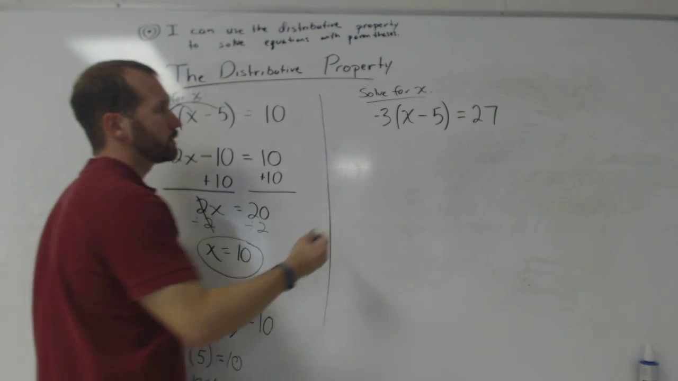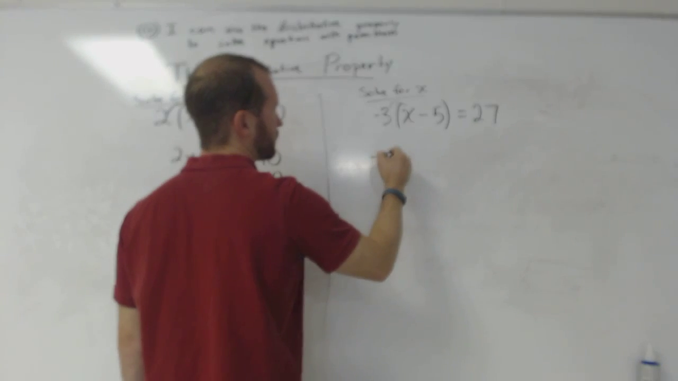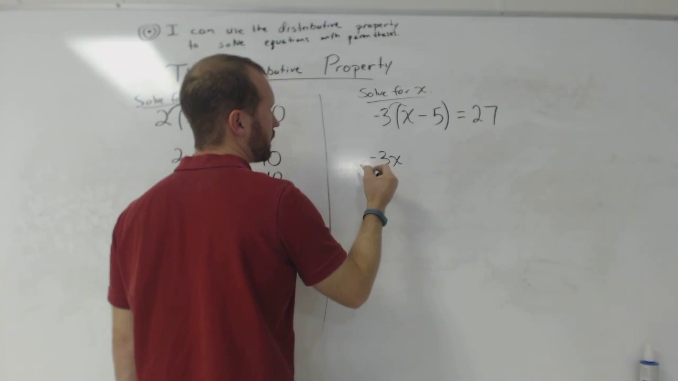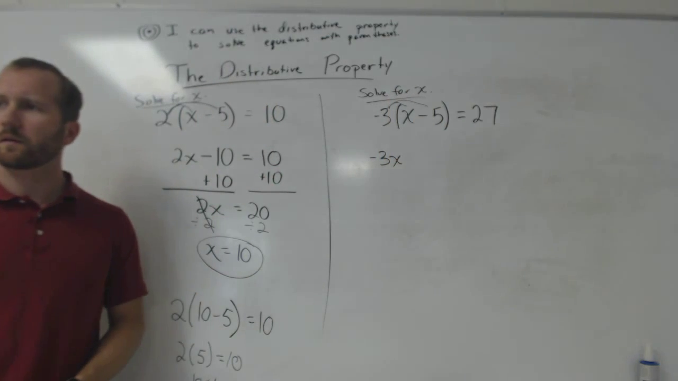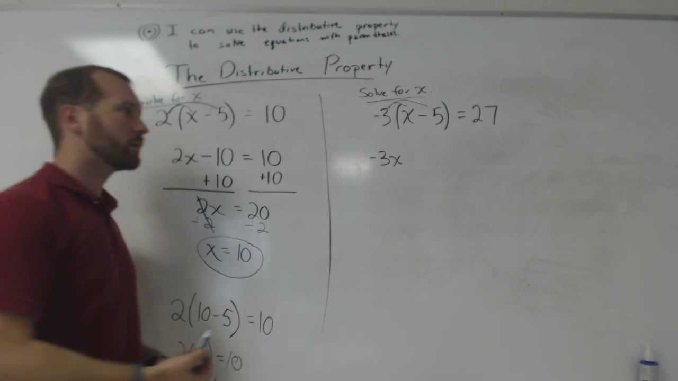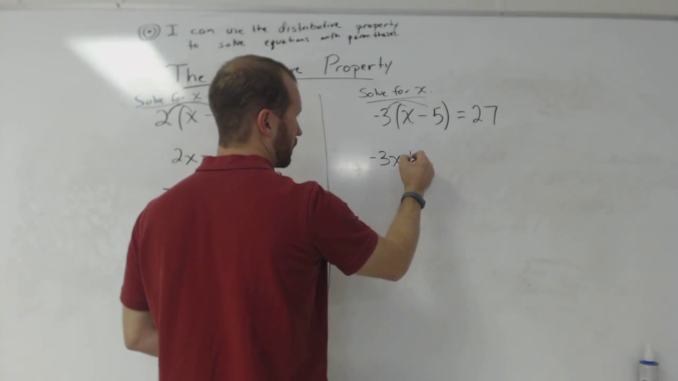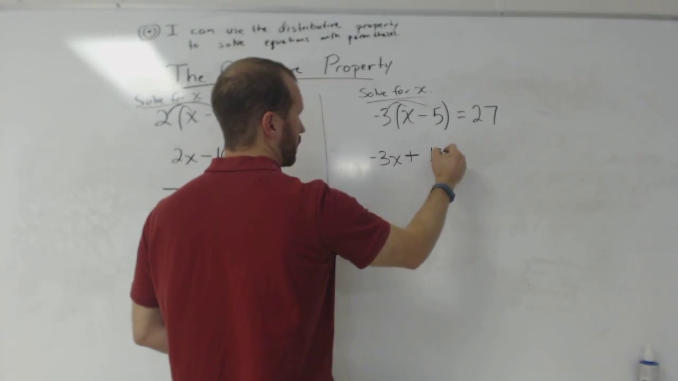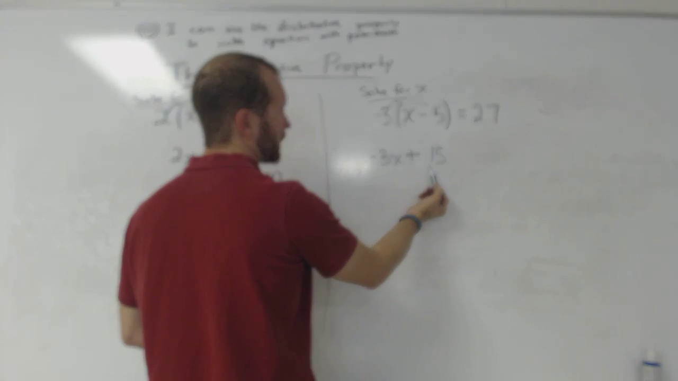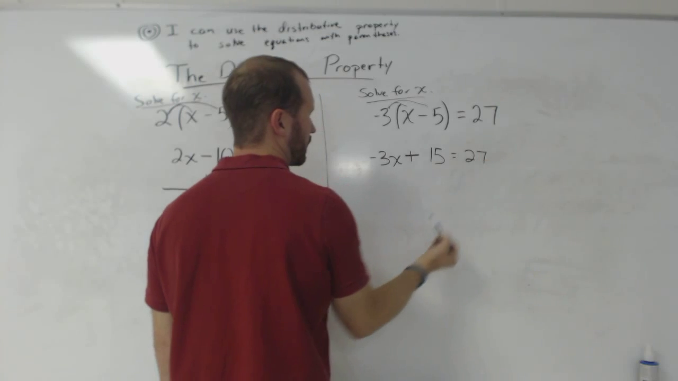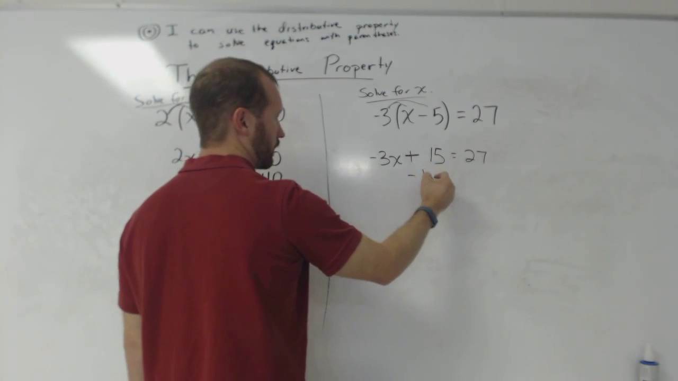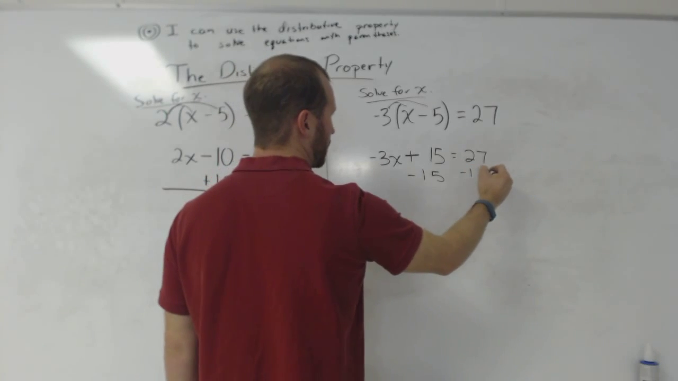Negative 3 times x is negative 3x. And a negative times a negative is a positive. So we're going to do positive 15, plus 15, right? Yes. Equals 27. And then subtract 15 from both sides. Subtract 15 from both sides.